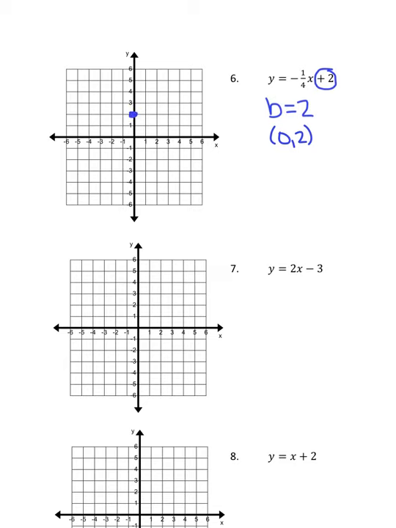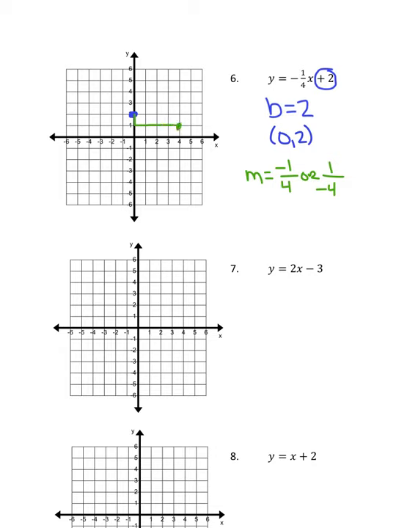Step 2 is define the slope. So this slope is -1/4. So my slope is either -1 over 4 or 1 over -4. Your choice which one you want to use. Or we might need to do them both. Sometimes you need to do them both. So let's look. If we use the first one, that means this is a rise over run, so we're going to go down 1 and to the right 4.